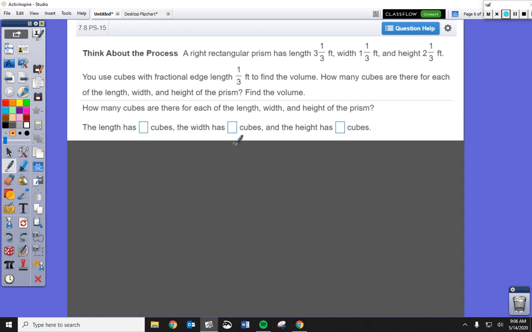Think about the process. A right rectangular prism has a length of 3 1/3 feet, a width of 1 1/3 feet, and a height of 2 1/3 feet. You use cubes with fractional edge length 1/3 of a foot to find the volume. How many cubes are there for the length and width and height? Find the volume.